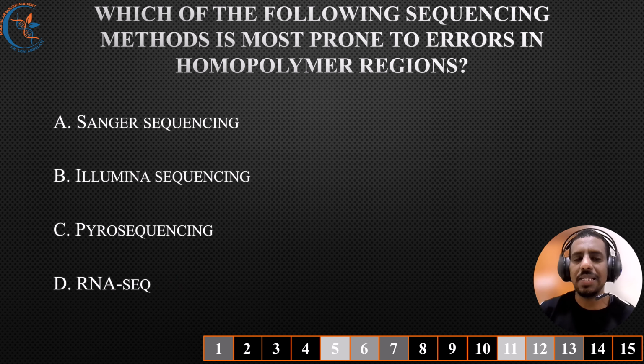Next question here. Which of the following sequencing methods is the most prone to errors in homopolymer regions?